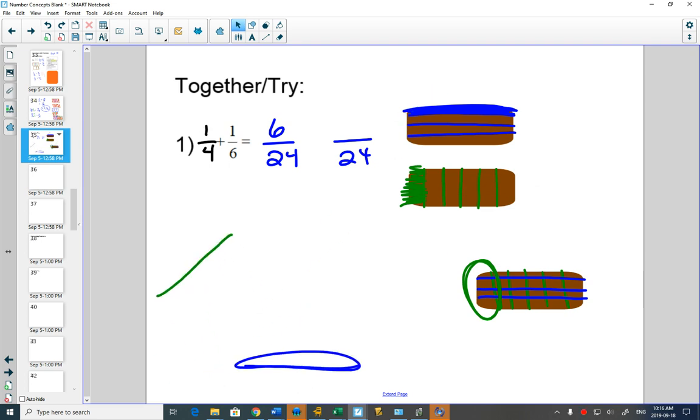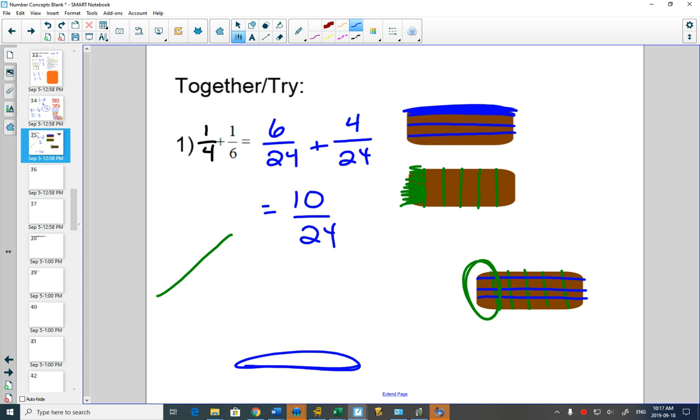If we're just doing one row this way, if you took it with the whole thing, you would have 4 pieces. So if you took one row this way, which is 6 pieces, and one row this way, which is 4 pieces, how many pieces would you have in total if you added them up? 10 pieces.